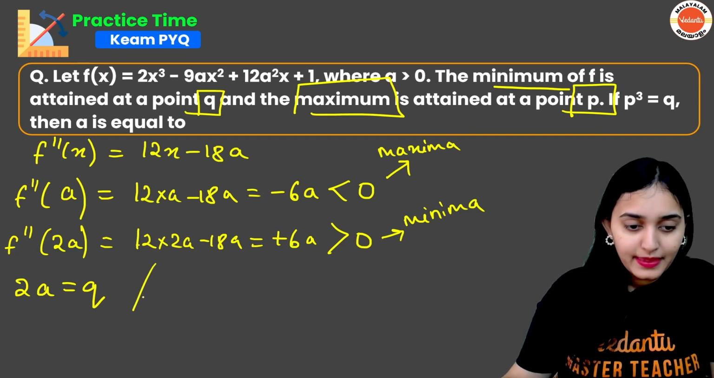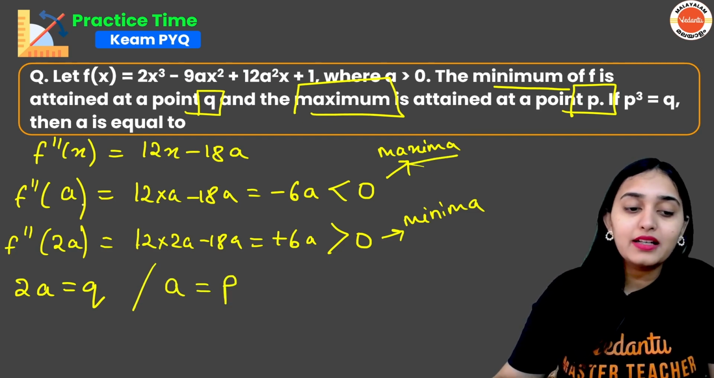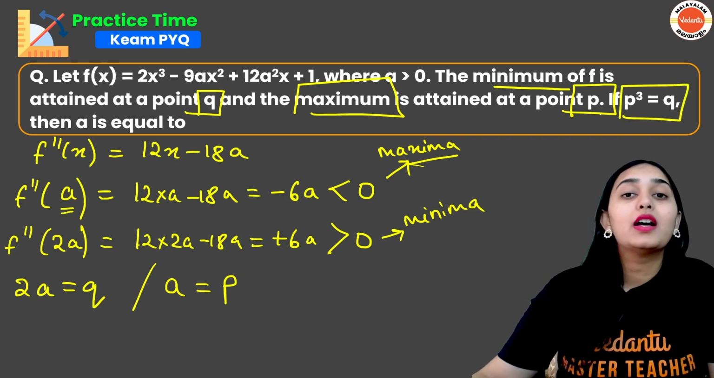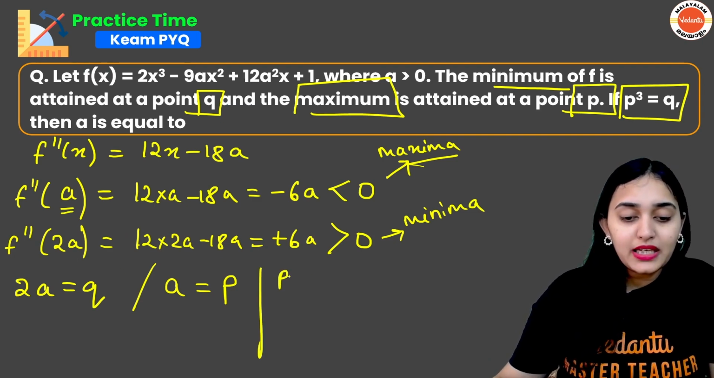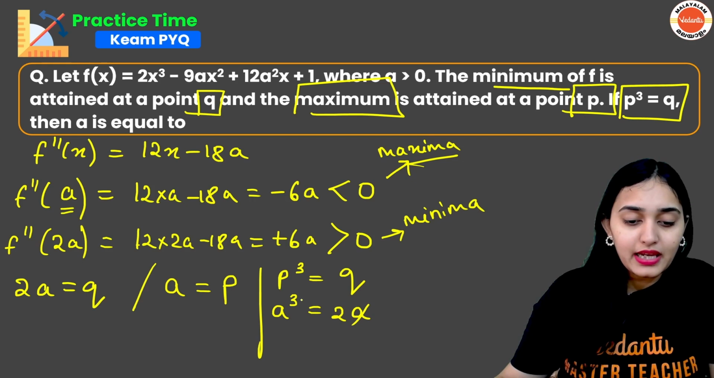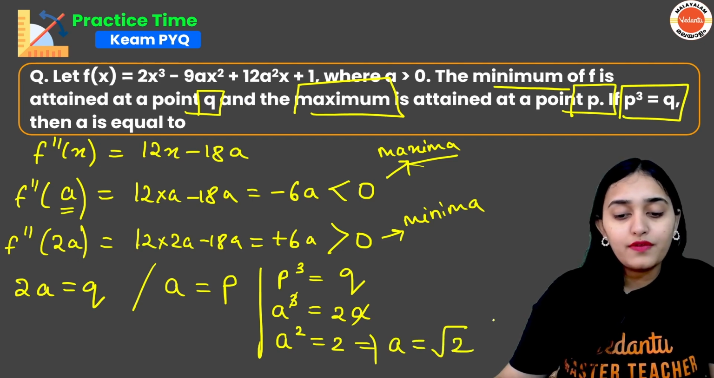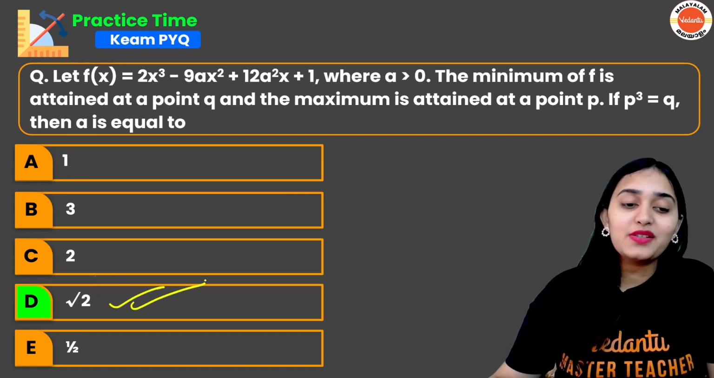That means A is point P because maxima is at point A. Now in the question they have given P cube is equal to Q. So just put P cube is equal to Q. P cube is A cube is equal to 2A. A square cube cancel. A square is equal to 2. This implies that A is equal to square root of 2. This is your answer. A is equal to square root of 2.